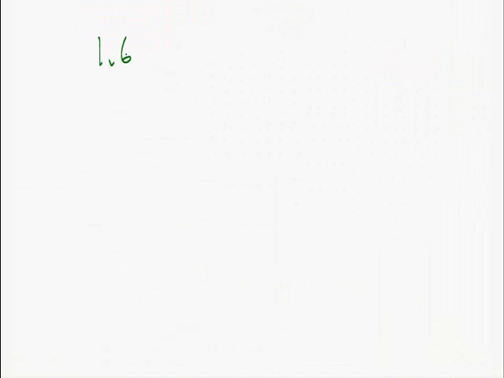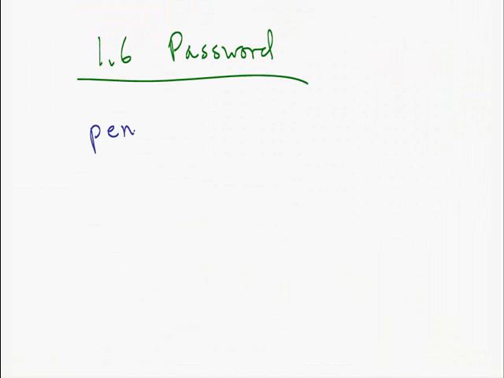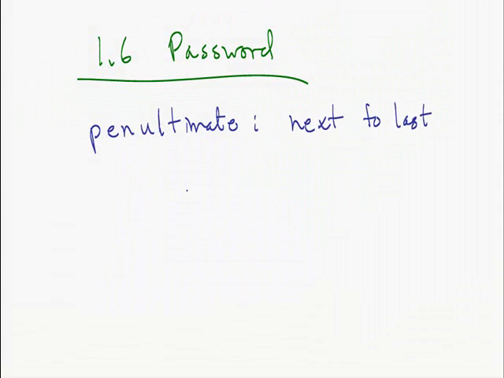The word for 1.6 is going to be the word penultimate. P-E-N-U-L-T-I-M-A-T-E, which means simply next to last. As you'll notice, 1.6 is the penultimate section in Chapter 1. So good luck on your homework.